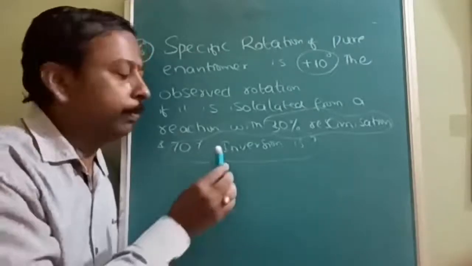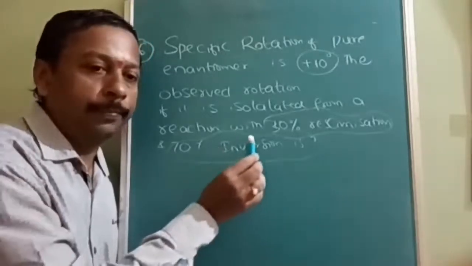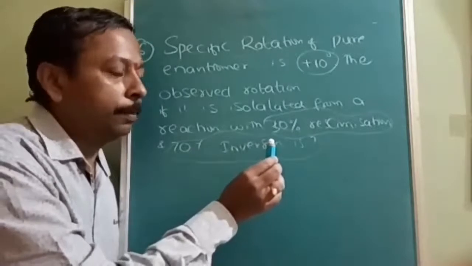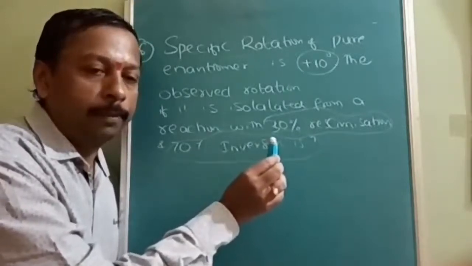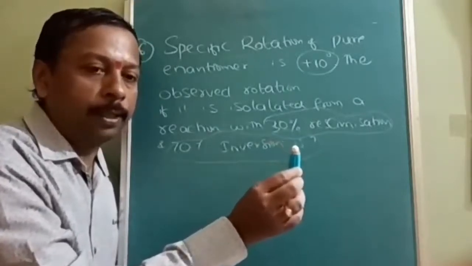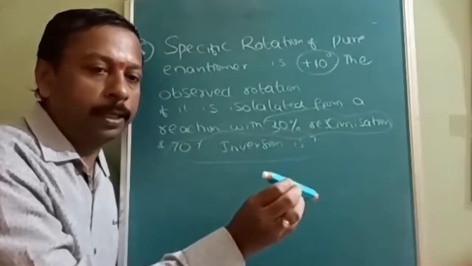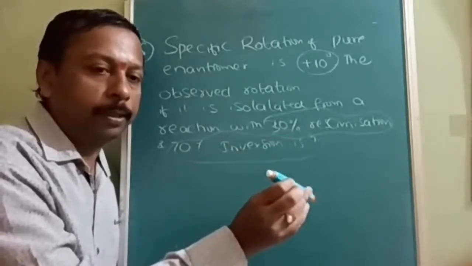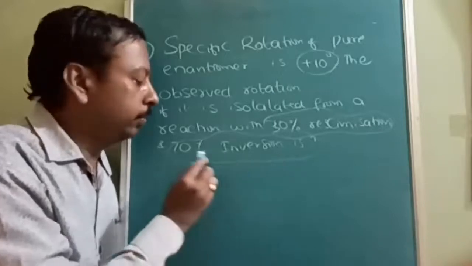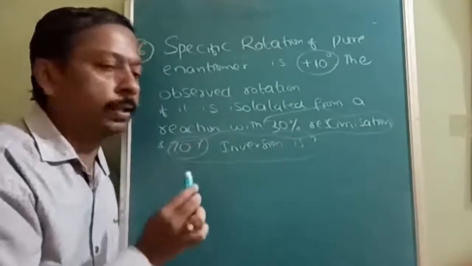See, very simple. Let us take this as an optical plane. When it passes through the pure isomer, it is rotated by how much? 10 degrees. But now 10 degrees is not there. 70% is inverted. What is inverted?